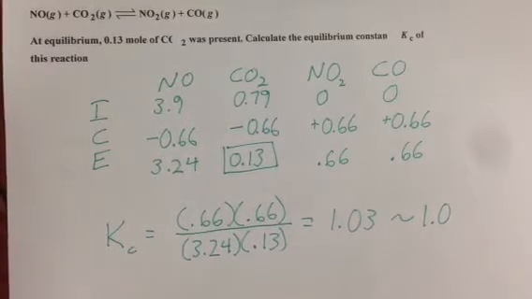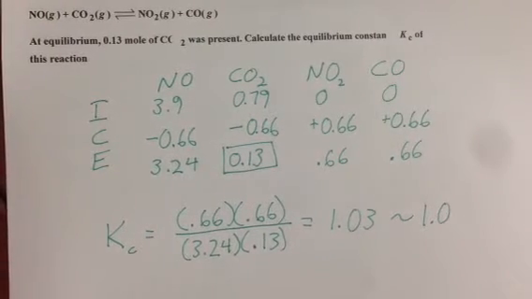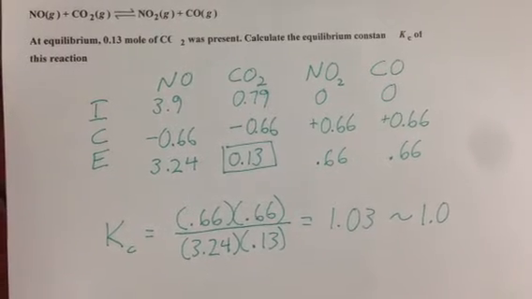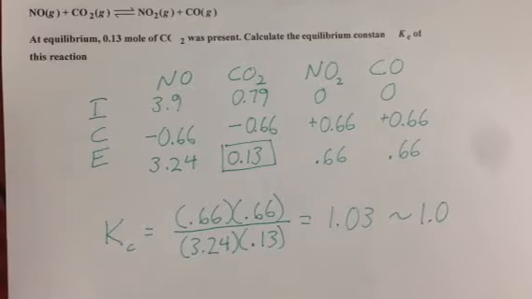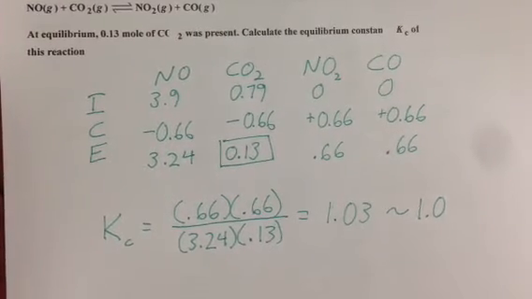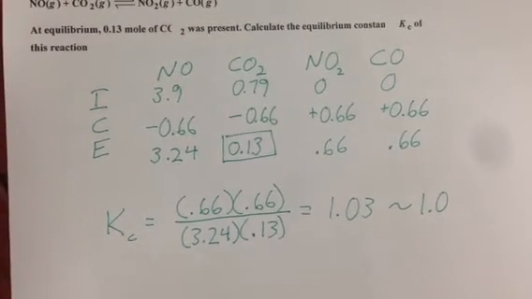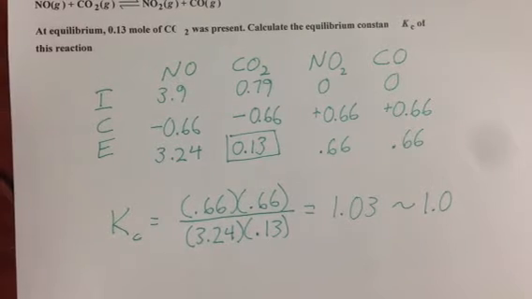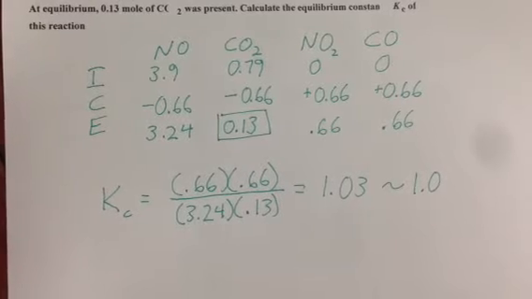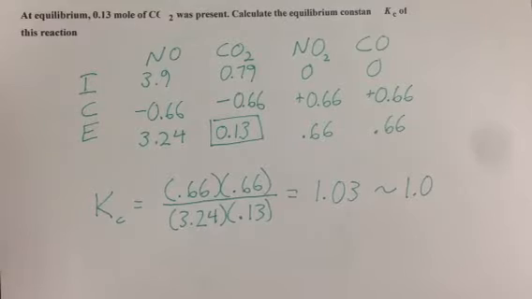And as a result, by knowing that that was minus X, NO also should have been minus X, and then NO2 and CO each plus X in our arbitrary ice table, we were allowed to go through and assign this 0.66 value to X without going through and solving for a given Kc as we did in the previous example. Once we have our equilibrium values, we can plug those in appropriately for Kc and get our overall numerical value.